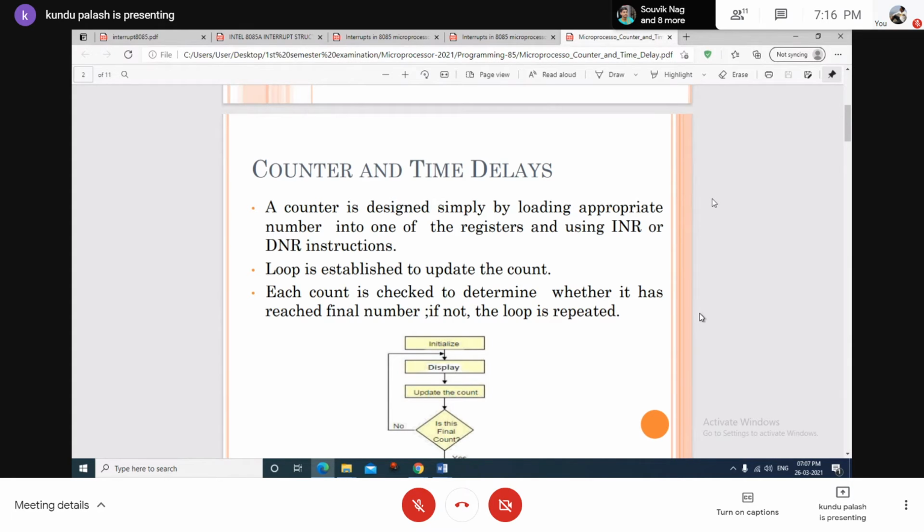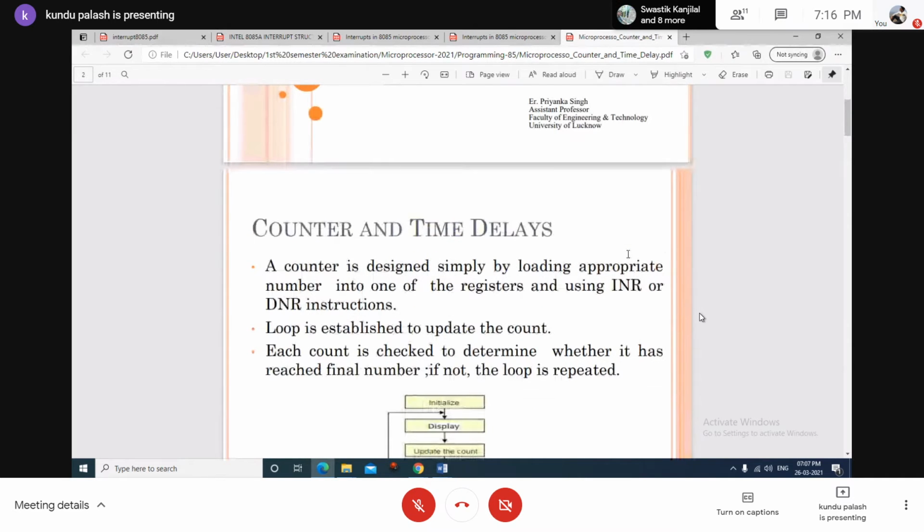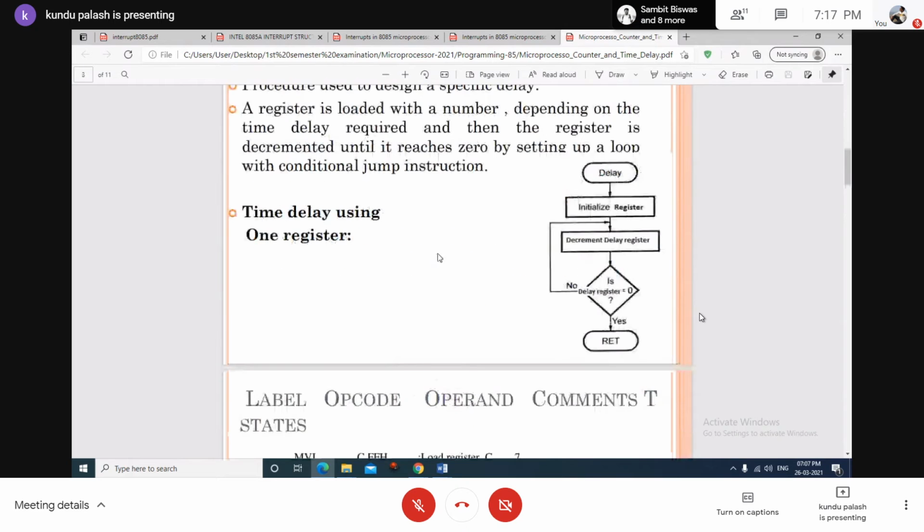So what is the role of the counter? In the programming part, the pulses that occur as a timing event can be an interrupt signal connected to RST 7.5. Then we can develop an ISR, interrupt service routine, to count the number of occurrences. With the number of occurrences as well as the periodicity of this occurrence, we can measure the time period as well as the frequency. Time delay has a similar application. How do we generate a fixed amount of time delay in milliseconds or seconds by using software code?